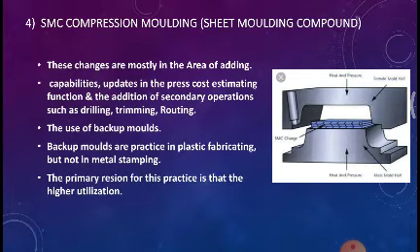Step 4, SMC compression molding, which means sheet molding compound compression molding. These changes are mostly in the area of adding capabilities, updates in the press cost estimating function, and the addition of secondary operations such as drilling, trimming, and routing. The use of backup molds. Backup molds are practiced in plastic fabricating but not in metal stamping. The primary reason for this practice is the higher utilization.